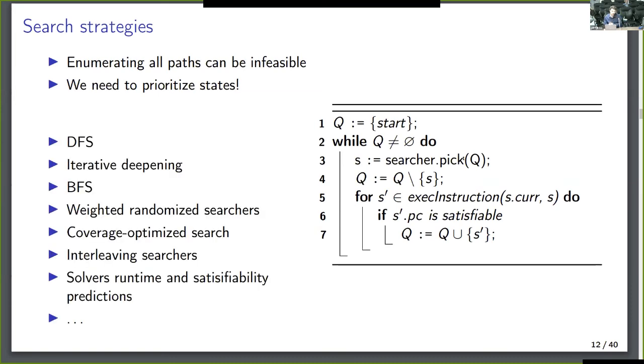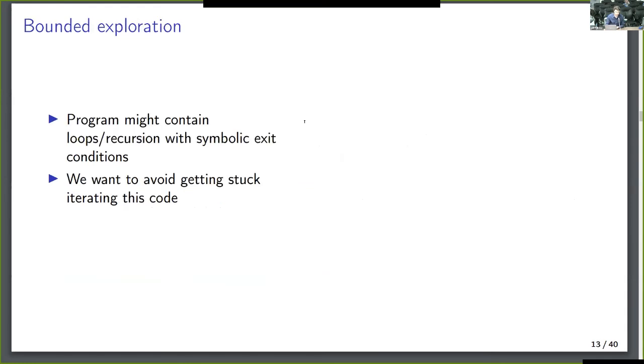Those searchers might be pretty standard, like depth first searcher, breadth first searcher or iterative deepening searcher. But we also have some more sophisticated techniques like weighted random search, so we randomize our search using some weights on the states. Or we can use a coverage optimized search, when we pick a pair of a state and an uncovered target with the minimal distance, and drive the state which is the closest to an uncovered target. Or we might interleave some searchers and so on. This is the typical approach which we apply for solving the path explosion problem.